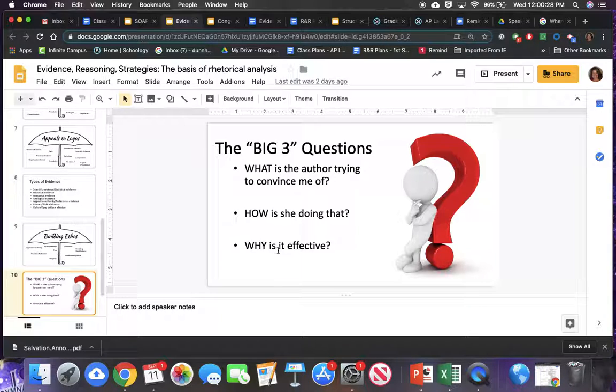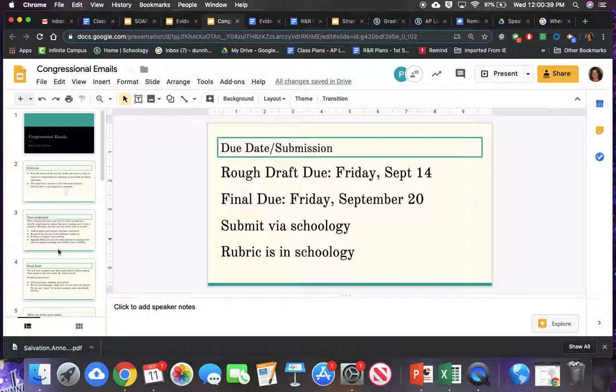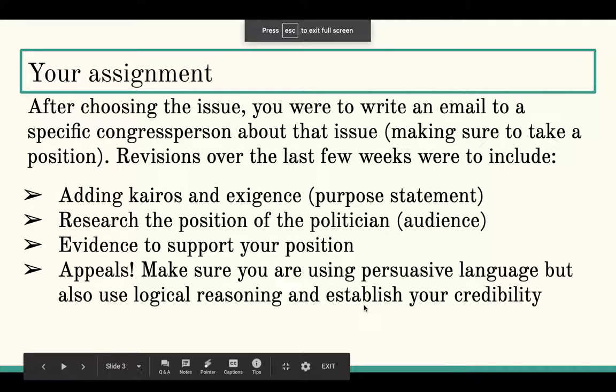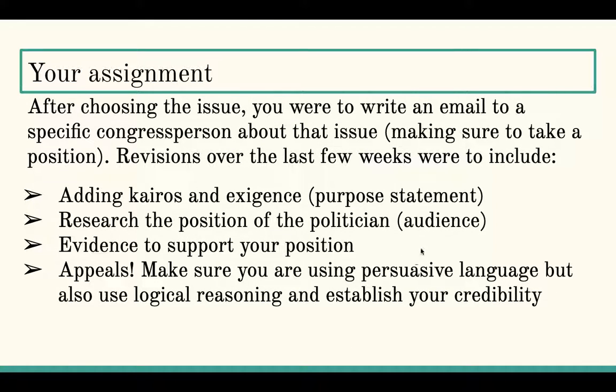Friday in class, and to get kids prepared for Friday, I'm going to tell them to go into their politicians' emails and make sure that they have the major parts of the emails. So they should have in their emails a purpose statement and a timing statement. They should have information about the stance and the position of the politician that they've chosen.